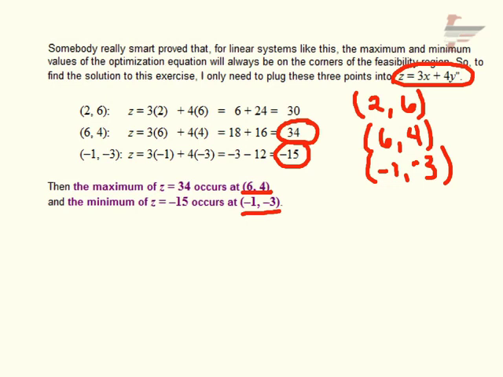So we have solved this linear programming problem by finding the maximum and the minimum of this objective equation. That is what linear programming is all about.